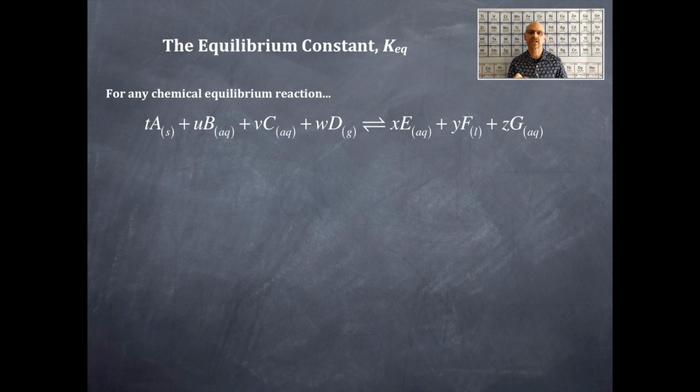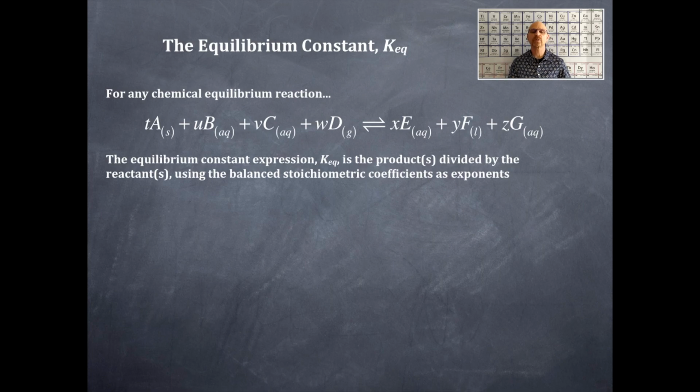And then you see that double-headed arrow, that lets you know that it's an equilibrium reaction. Those are the reactants. The products are Xe, aqueous, plus Yf, liquid, plus Zg, aqueous. And those are the products. That little double-headed arrow there lets you know, again, that it's an equilibrium reaction because you can approach it from either the reactant side or the product side. It's dynamic, it's shifting, it's constantly changing.